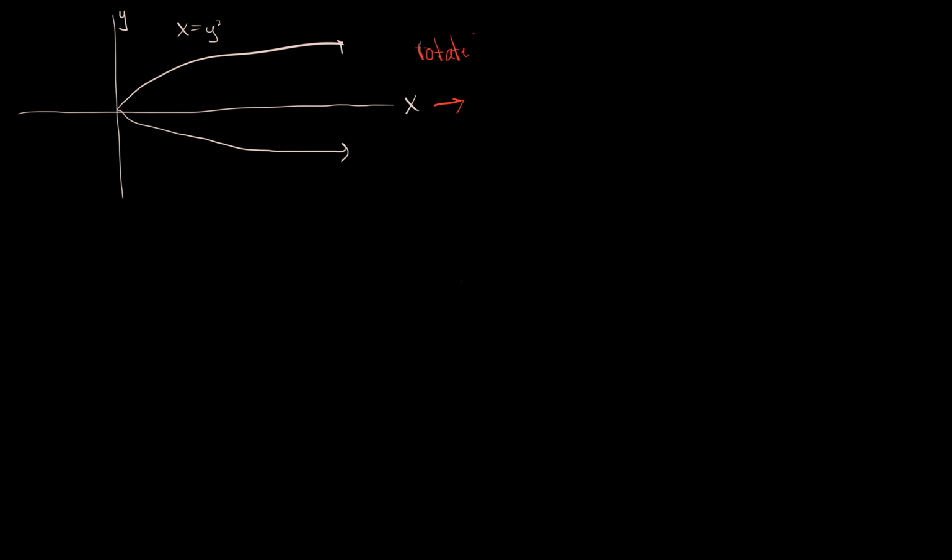So if we were to rotate this about the x-axis, we would get a graph that looks something more like this. And this would be all circular like that.